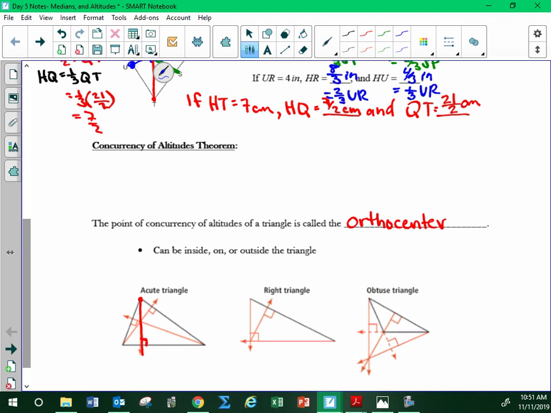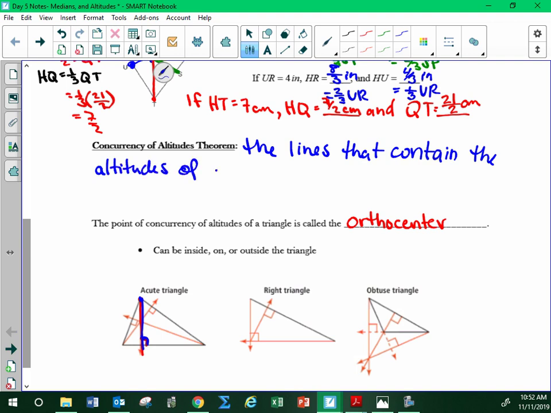Altitudes. So altitude, vertex to side opposite so that it's perpendicular. If we draw all of our altitudes, they meet at the point called the orthocenter. So our concurrency of altitudes theorem, unfortunately, is not very exciting. The lines that contain the altitudes of a triangle meet at a point.